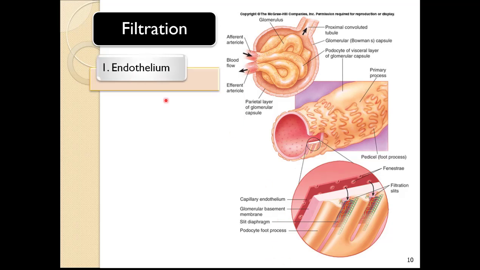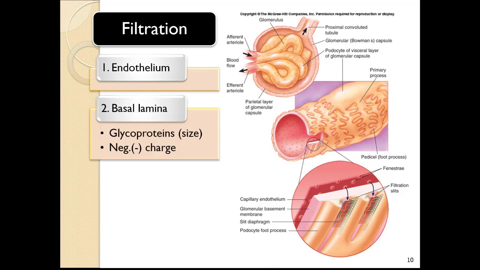Okay, the first layer is this layer here. Basically it looks like Swiss cheese. This is the endothelial layer. It's made up of endothelial cells. These cells have gaps between them, and these are called fenestrae. They make these little pores. That is our first filtration layer in the glomerulus.